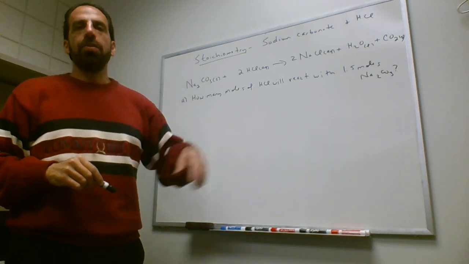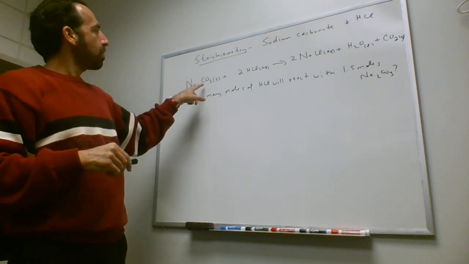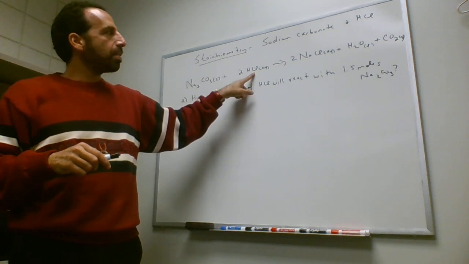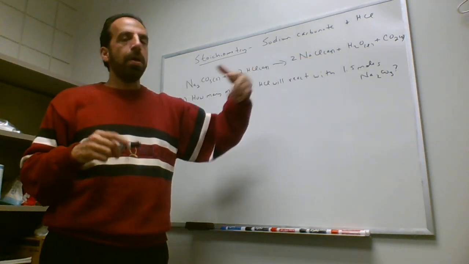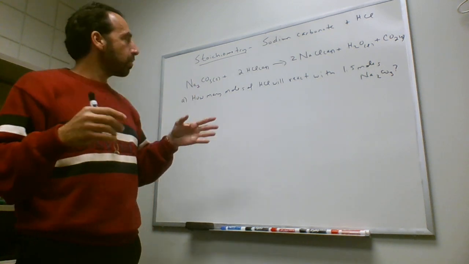So let's take a look at the stoichiometry problem. This is actually one that we'll do in lab. We have sodium carbonate plus hydrochloric acid, so HCl is hydrochloric acid. We form sodium chloride, water, and carbon dioxide gas. Whenever we do stoichiometry, first thing to do is make sure it's balanced.